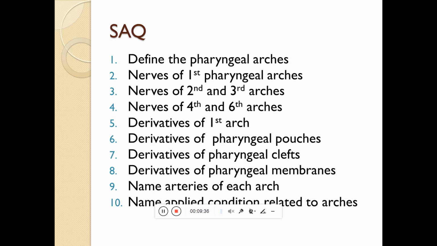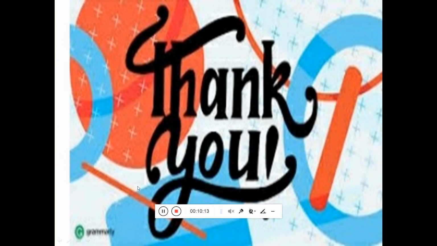These are the short questions commonly asked in your exams, and you must find the answers. Define the pharyngeal arches; nerves of the first arch; nerves of the second and third arch; nerves of the fourth and sixth arch; derivatives of the pharyngeal pouches, derivatives of the pharyngeal cleft, derivatives of the pharyngeal membranes; names of the arteries and nerve of each arch; and applied conditions related to this. Almost all these things we have covered in these slides. So this is about the pharyngeal arches. Thank you.